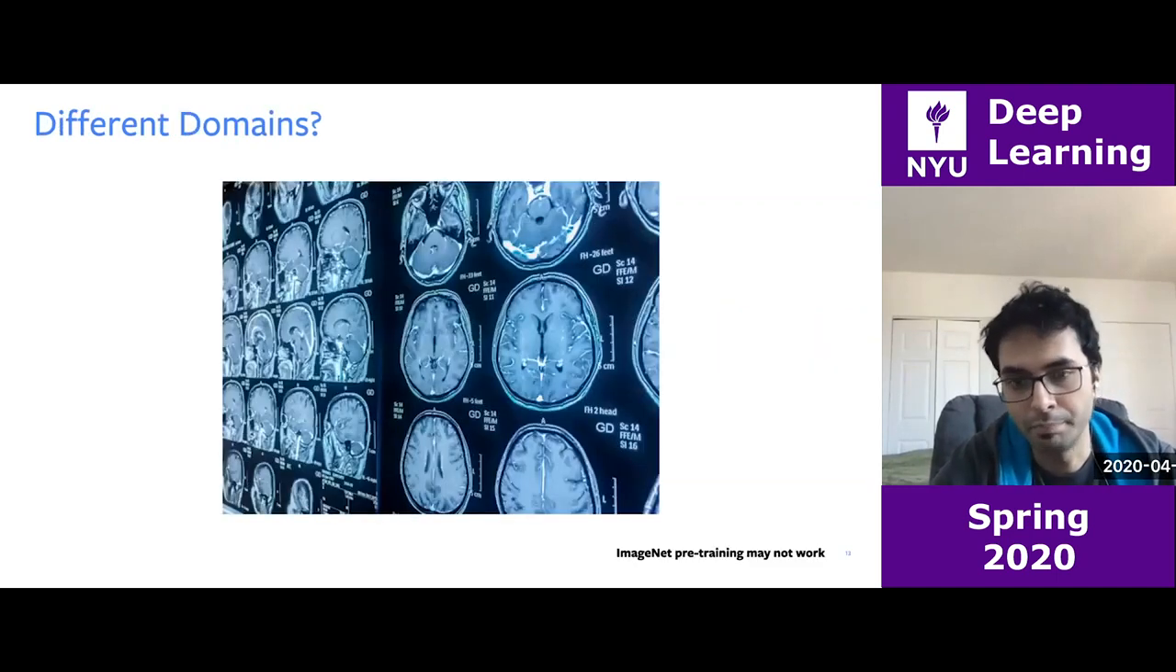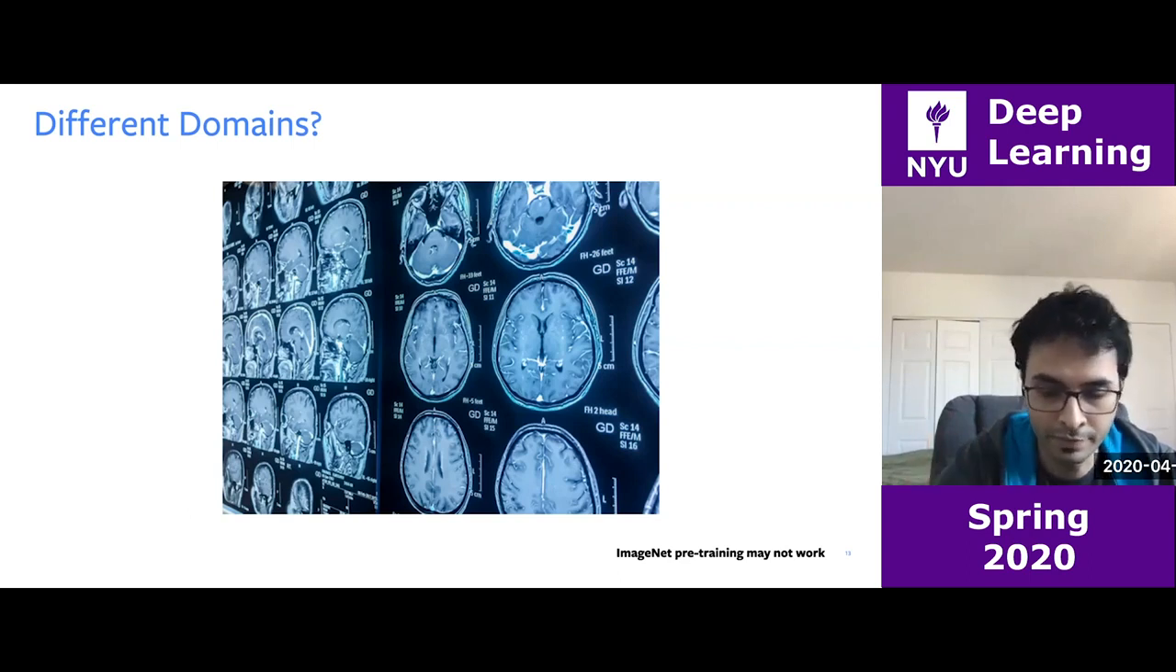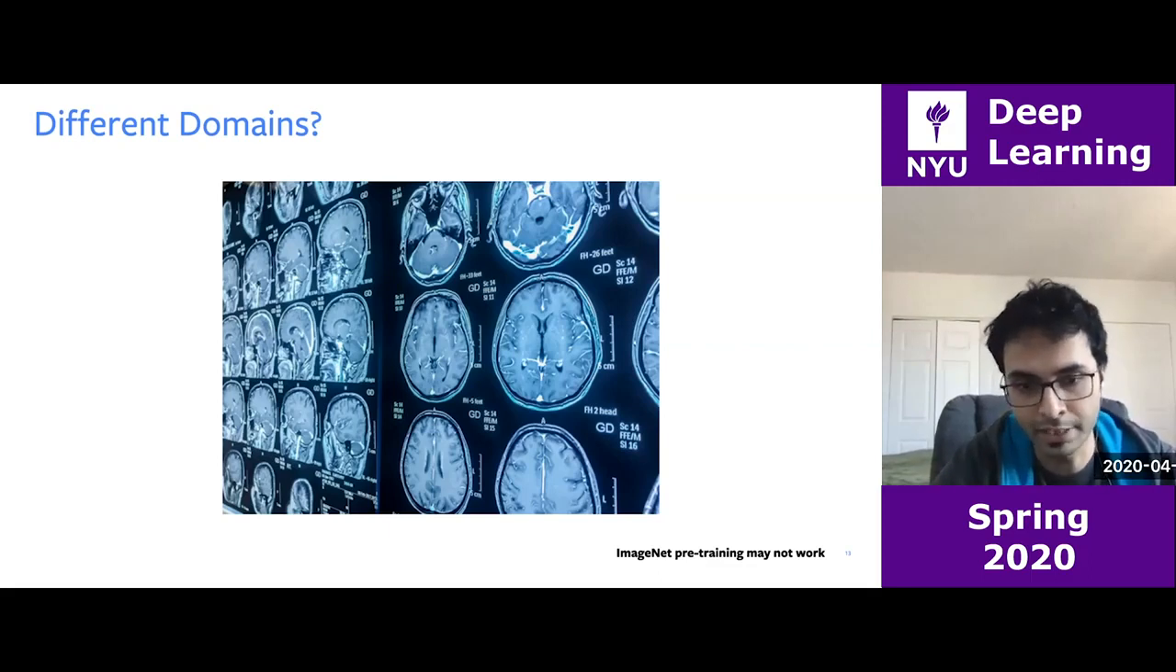And of course, pre-training is not always the right thing to do. For example, if you completely change your domain to, say, medical imaging, it's not clear whether ImageNet pre-training is the right thing for this task. Or if you do not know the downstream task a priori, how do you collect a big data set and how do you do this entire pre-training and downstream task fine-tuning recipe?